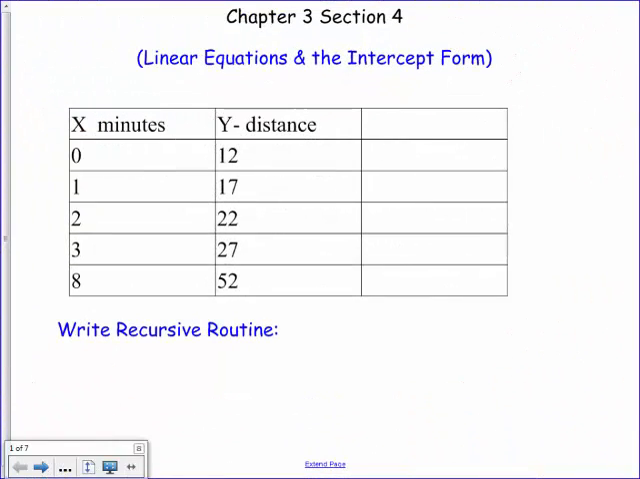Okay, now we're getting into the good stuff. We're actually going to take our recursion and start seeing how it relates to our equations of lines. Okay, so first of all, let's just grab an example. This is kind of like one of our time-distance relationships. So let's write our recursive routine.